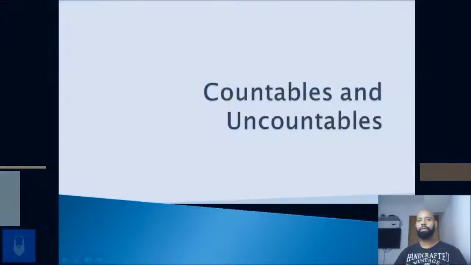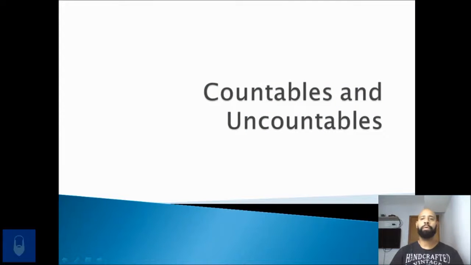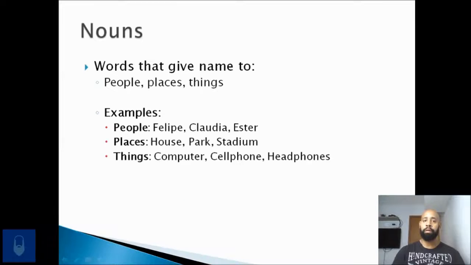Olá, tudo bem? Hoje nós vamos falar sobre countable and uncountable nouns. Ou seja, countable significa contáveis and uncountable significa incontáveis. Nesse caso, nós vamos falar de countable nouns and uncountable nouns. Nouns nada mais é do que substantivos, ou seja, aquelas palavras que dão nome a outras coisas. Words that give names to people, places and things.